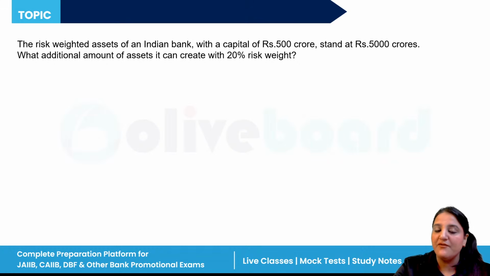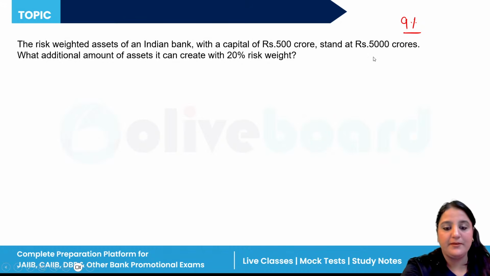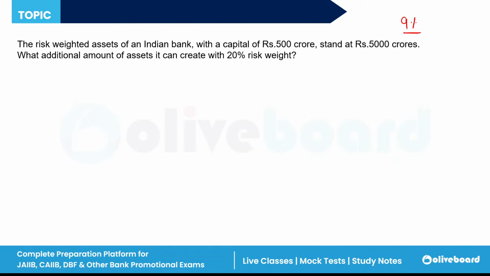Here capital is given as 500 crore, current risk weighted assets are 5000 crore, and the capital adequacy ratio is 9% as per the RBI and the Basel norms, basically RBI. So the maximum RWA, risk weighted assets, the bank can support is here. This we have to calculate. Like, what is the procedure to calculate?